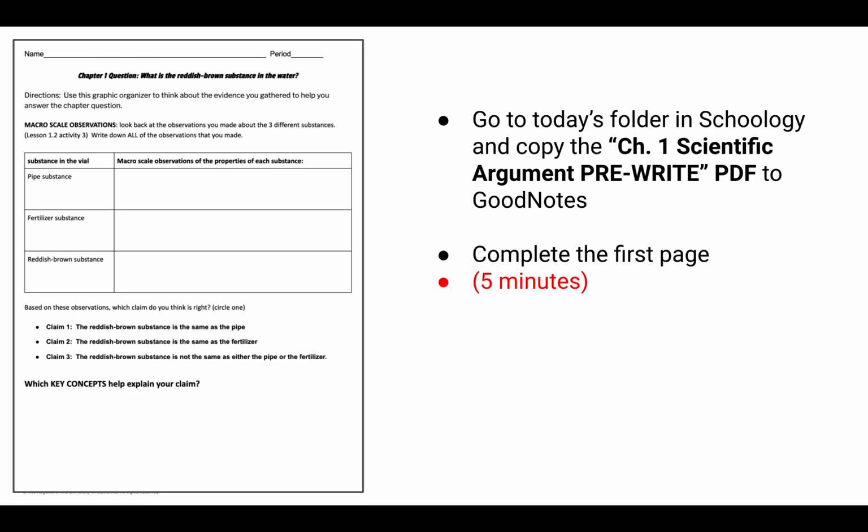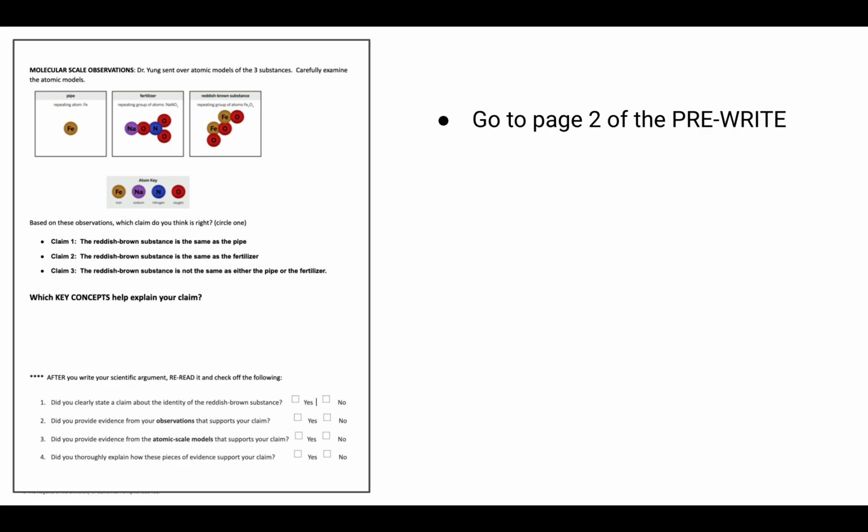I'm going to be honest with you, key concept number 2 is the one about models, and so you probably won't use that one at all. Take a look at key concept number 1, number 3, and number 4, and see which one would best help you explain your claim. Okay? And then on the back, we've got some new evidence, and I'm going to go over that evidence with you. So Dr. Yoon sent over some atomic models of the 3 substances.